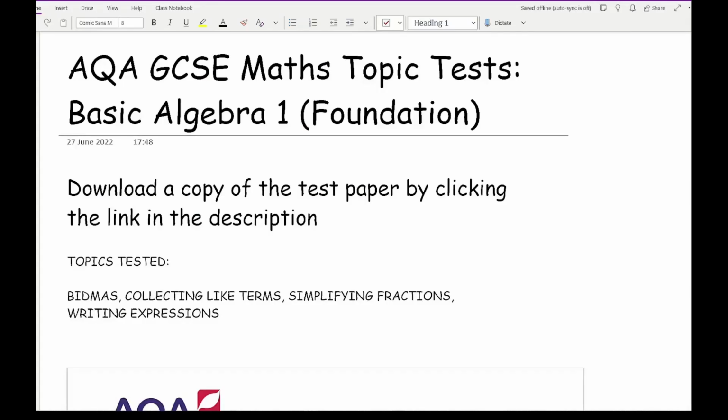Now before we get started, it's worth mentioning that there's no indication about whether these questions are calculator or non-calculator, so we're just going to assume that they are non-calculator, and only in extreme measures will we use our calculator if we need it.